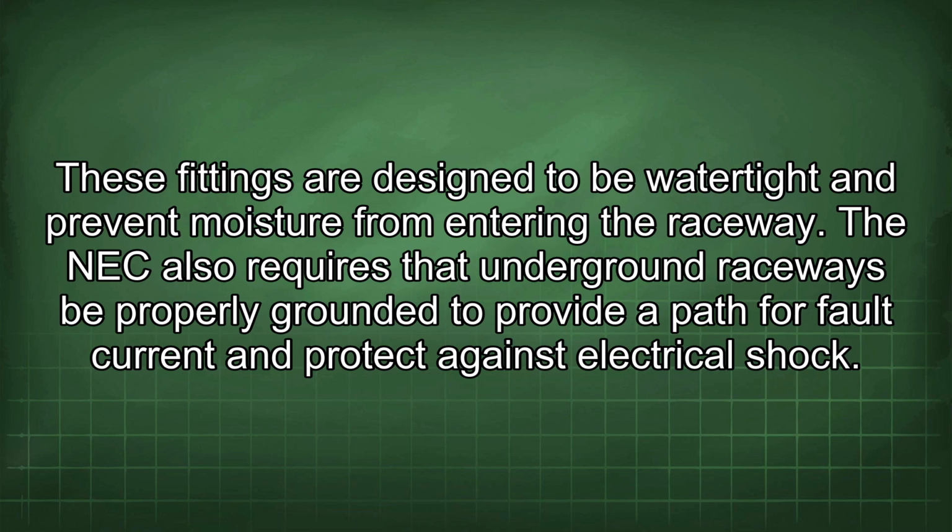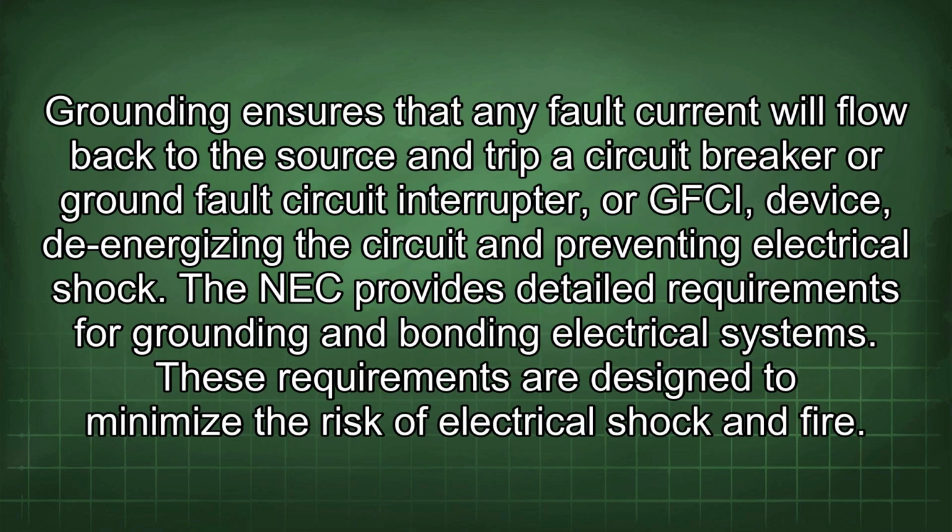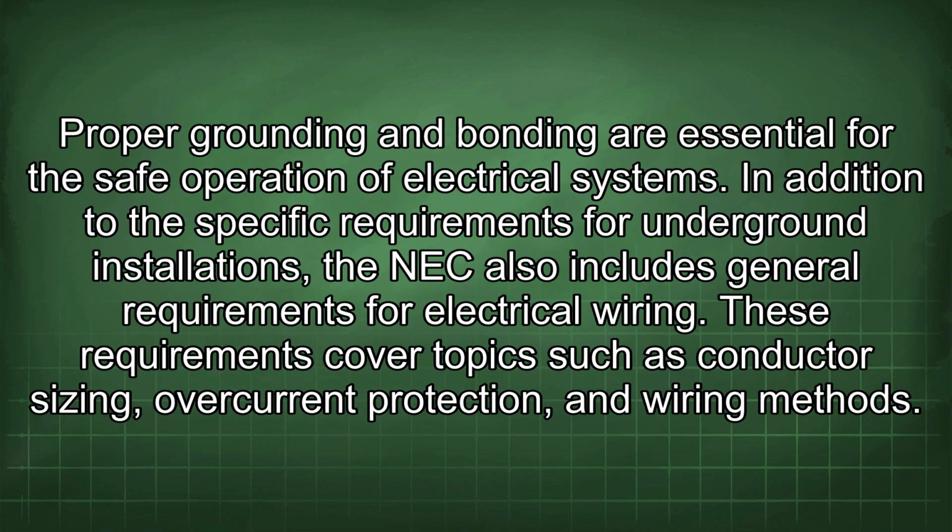The NEC also requires that underground raceways be properly grounded to provide a path for fault current and protect against electrical shock. Grounding ensures that any fault current will flow back to the source and trip a circuit breaker or ground fault circuit interrupter, or GFCI, device, de-energizing the circuit and preventing electrical shock. The NEC provides detailed requirements for grounding and bonding electrical systems. These requirements are designed to minimize the risk of electrical shock and fire. Proper grounding and bonding are essential for the safe operation of electrical systems.